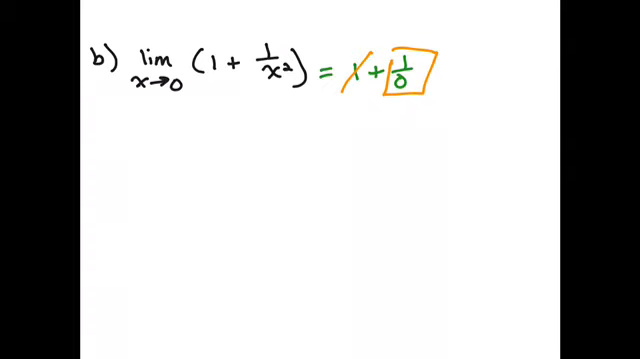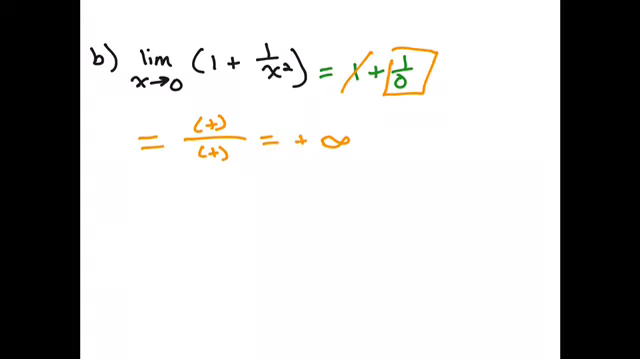Now notice I didn't ask you for a one-sided limit on this one. My numerator is 1, so it's positive. My denominator is x squared. So whether I come from the left or the right of 0, when I square it, it's going to be positive, right? So I don't need to worry about the left and the right if I'm thinking in these terms. When I square it, it's going to be positive no matter what I do. So this is going to be a positive infinity.